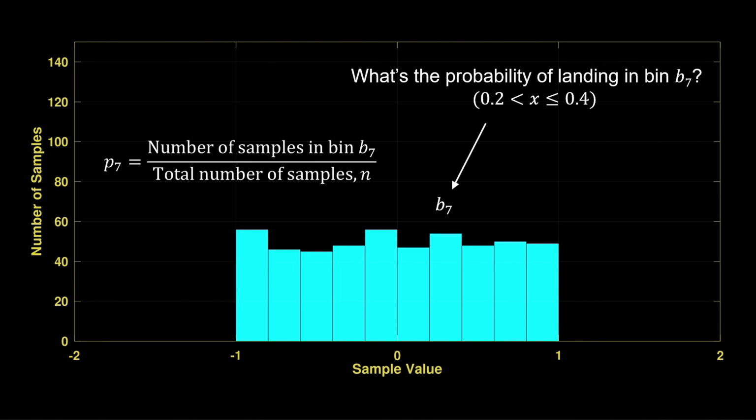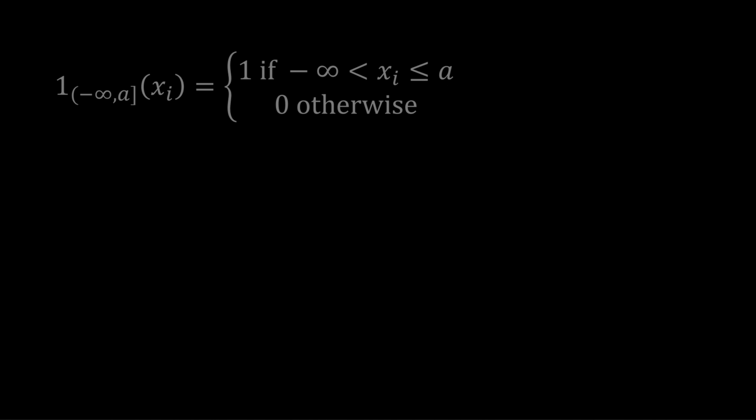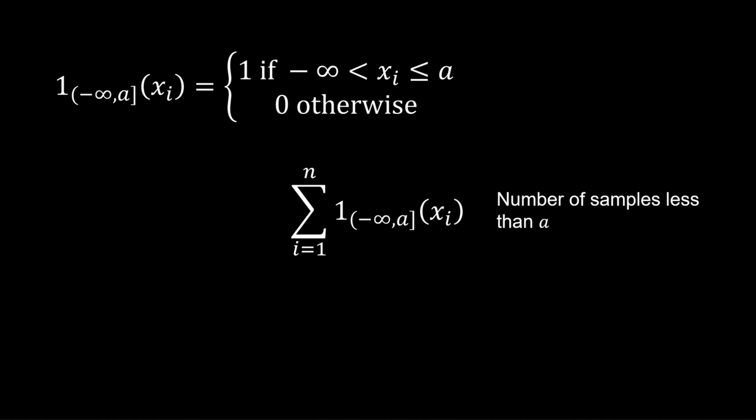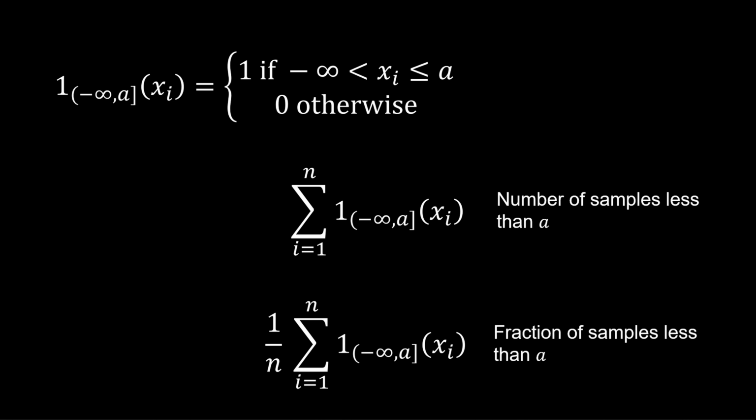Now, mathematically and more specifically, how can we write this probability? First, let's introduce a function denoted 1 defined over minus infinity to a value a. This function has a value of 1 if the sample xi is less than a, otherwise it's 0. So the total number of samples up to a is simply the sum of the function 1 evaluated for each xi. We simply divide by the total number of samples to get then the fraction of samples up to a.